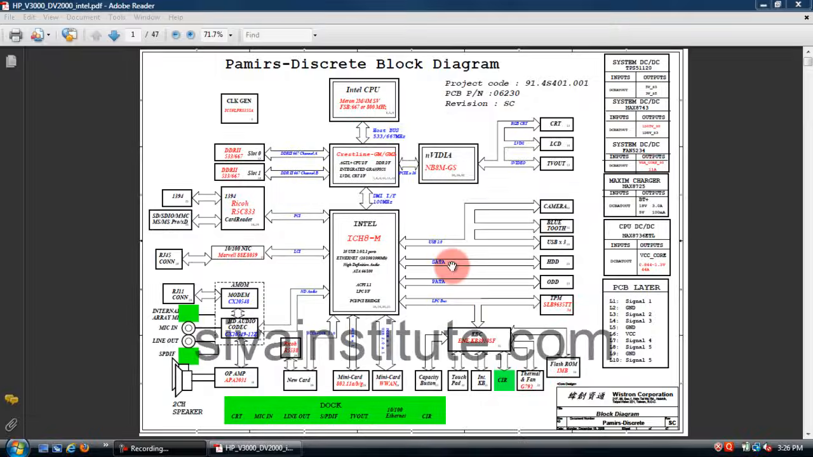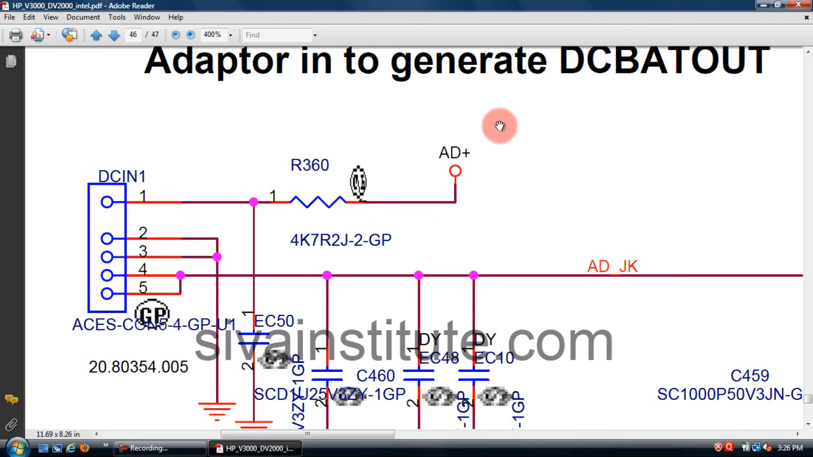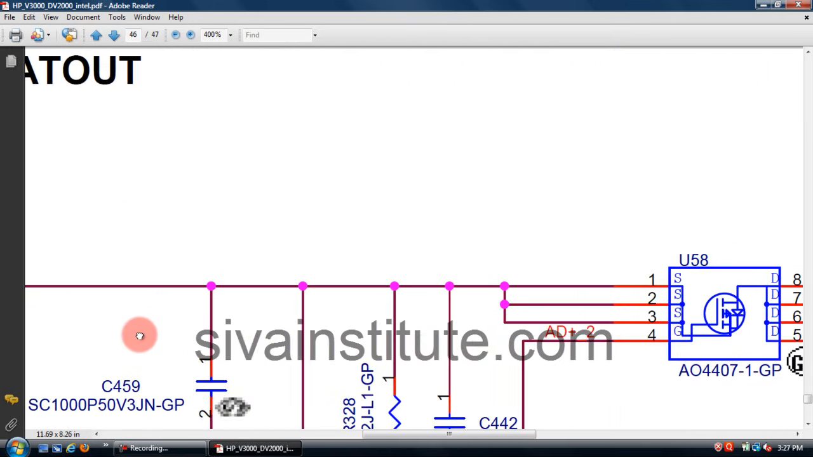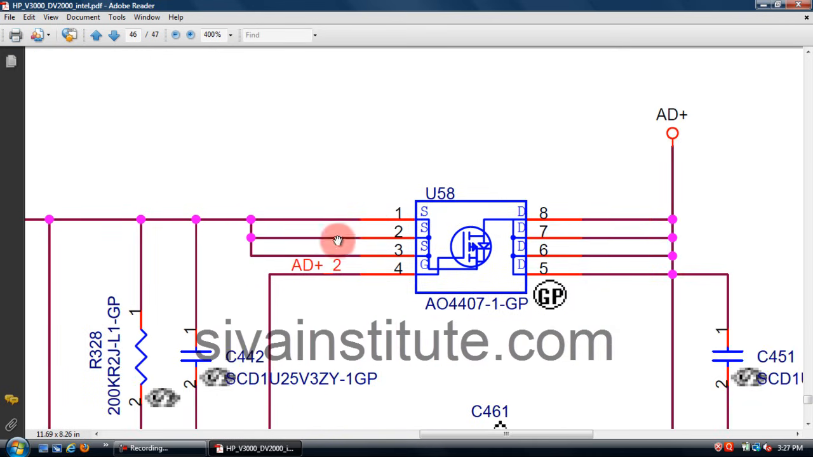Now I will explain how to fault find the 5 volts and 3.3 volts DC. This is the DC jack, pins 4 and 5 are the positive pins. This voltage comes to U58. This is the source, this is the drain. First you should check whether voltage is there or not here. No voltage at this point.